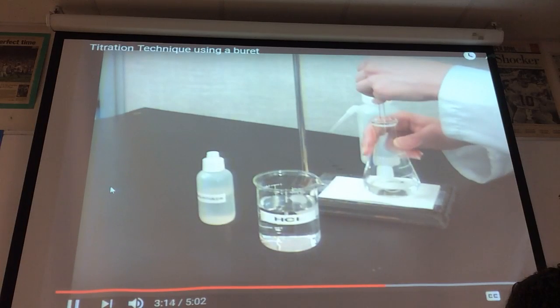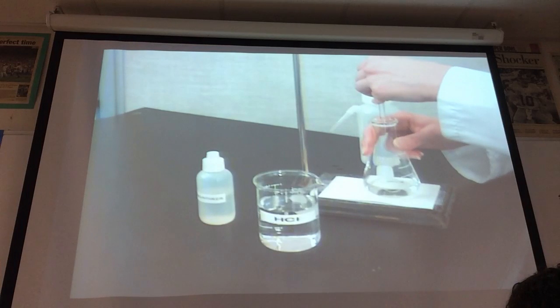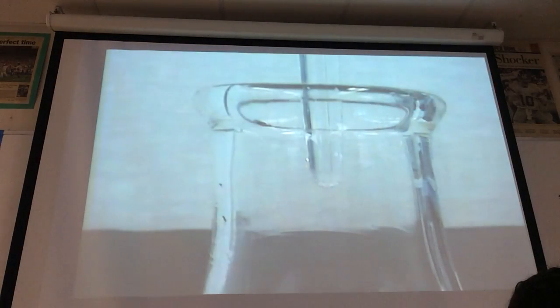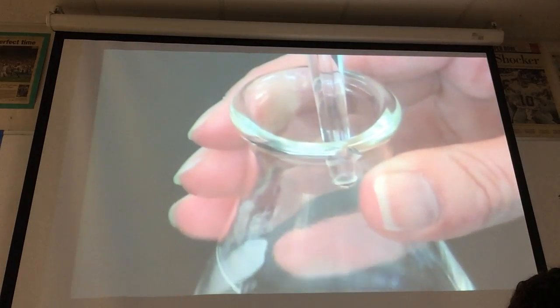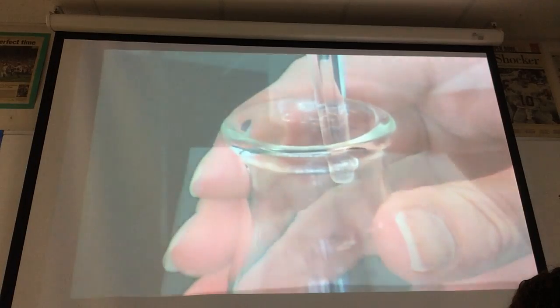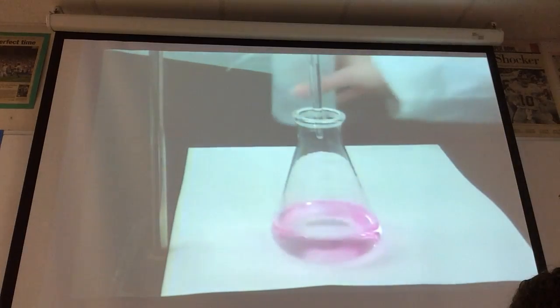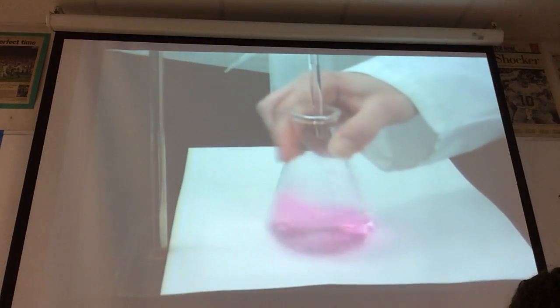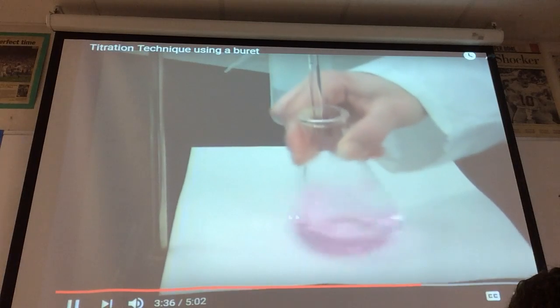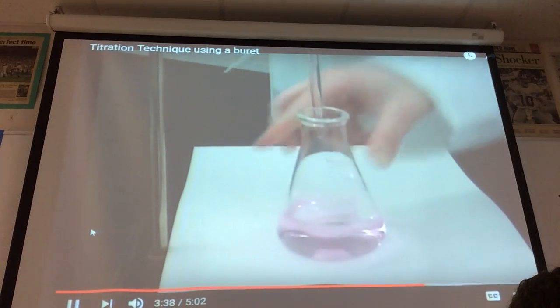Slowly open the stopcock and allow a partial drop to form. A partial drop just covers the tip of the burette. Touch the tip and rinse until the endpoint is reached. The endpoint is noted by a faint color that is persistent for at least 10 seconds, but not permanent.